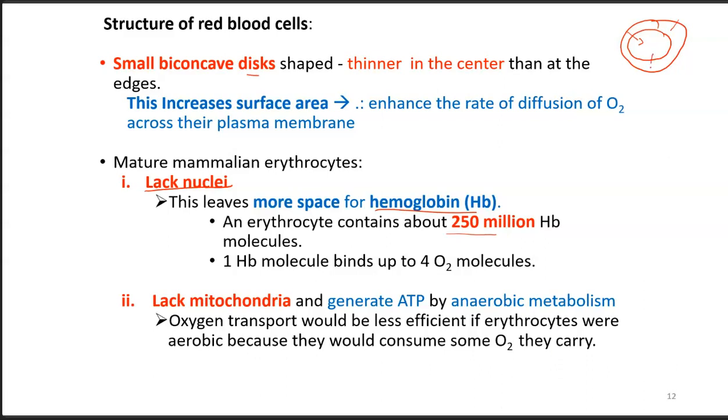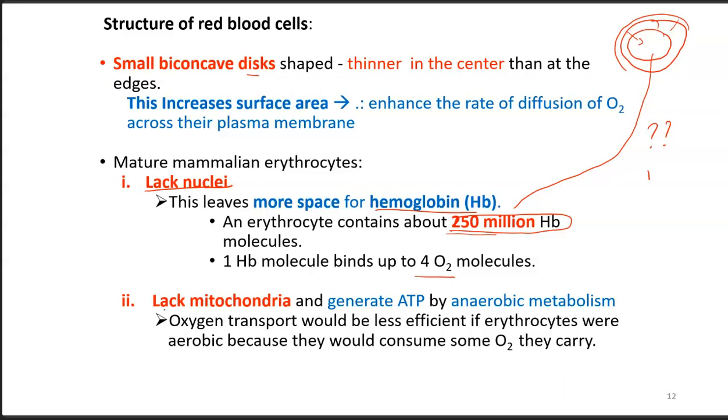So imagine this one red blood cell will contain about 250 million hemoglobin molecules, and one hemoglobin molecule will bind up to 4 oxygen molecules. Imagine how many oxygen molecules one red blood cell can carry. Dalam satu microliter tadi ada 5 juta kan, 5 juta red blood cells. So imagine dalam satu microliter darah tu berapa banyak pula oksigen. So that is the advantage of not having a nucleus, so that you can squeeze more hemoglobin into the red blood cell so that it can carry more oxygen molecules.